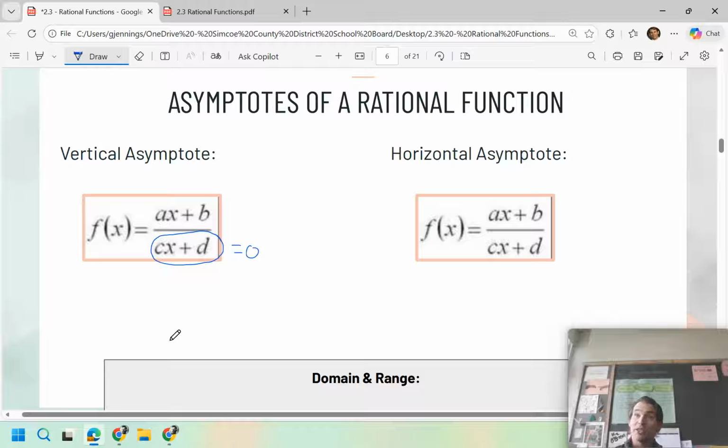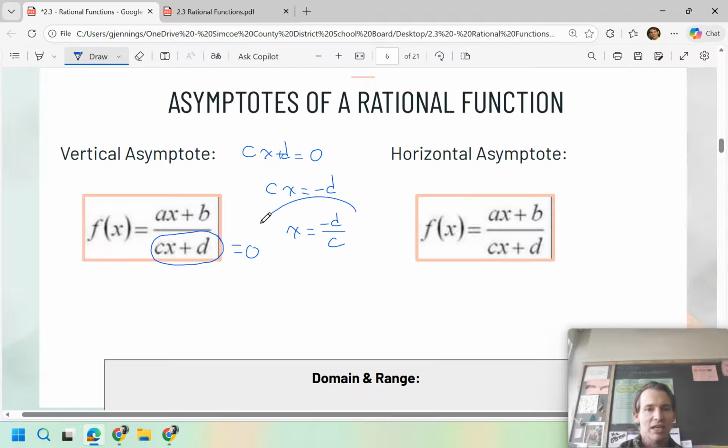2 goats will eat it twice as fast as 1 goat. So will 0 goats eat it 2 times slower? No, it's infinitely slower. It's 0. It doesn't work. It breaks down. It's not 0. Okay, so if that equals 0, our vertical asymptote is where cx plus d equals 0. So then we have cx equals negative d, and x equals negative d over c. That's where your vertical asymptote is.